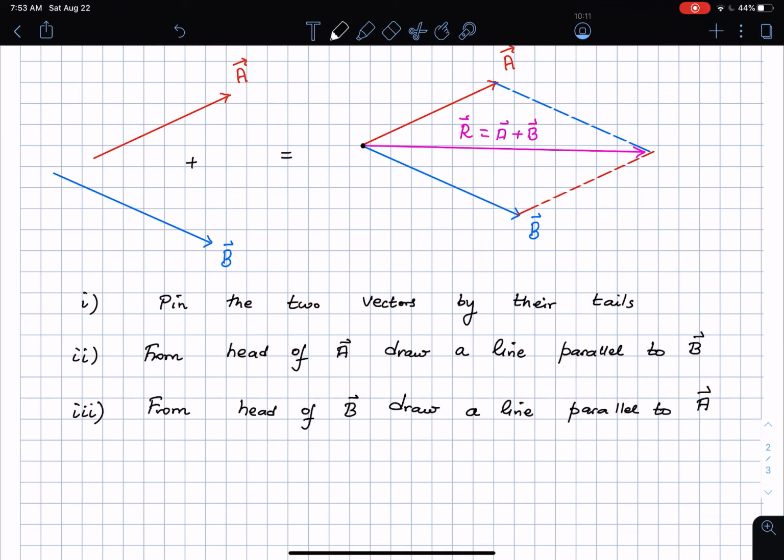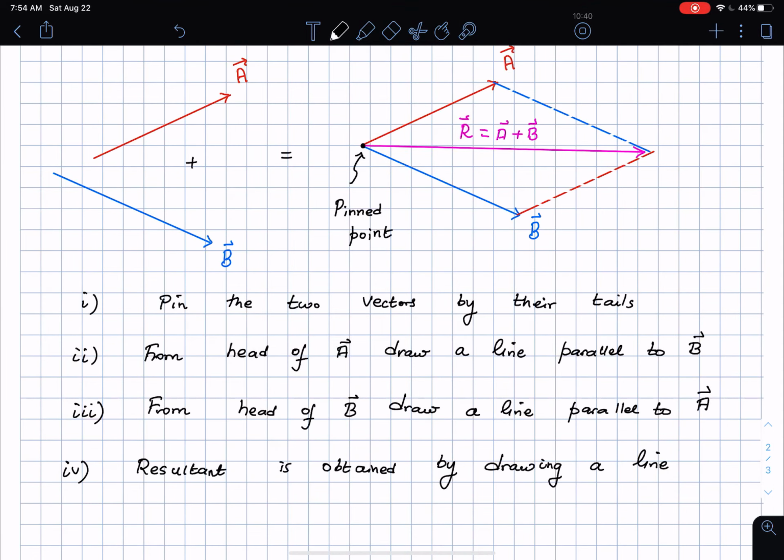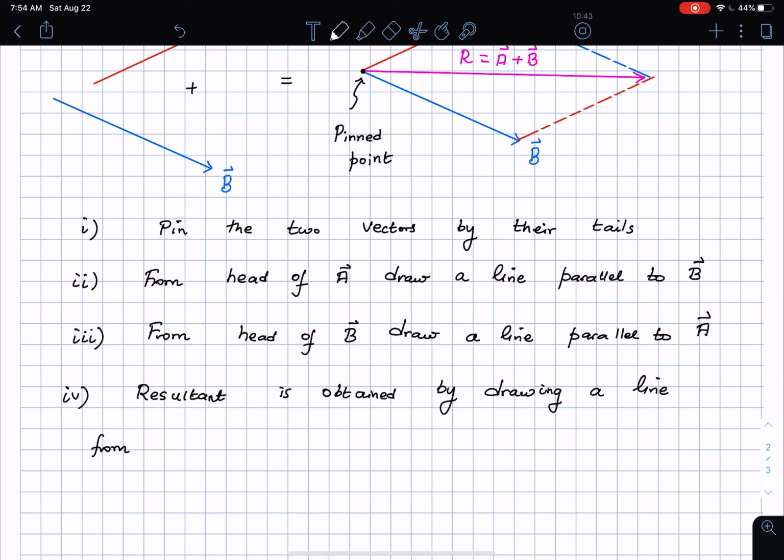And then what do you do? You join the pinned point. This is the pinned point. To the point of intersection of these two parallel lines to get the resultant. Okay. The resultant is obtained by joining, or by drawing a line, from the pinned point to the point of intersection of the parallel lines.